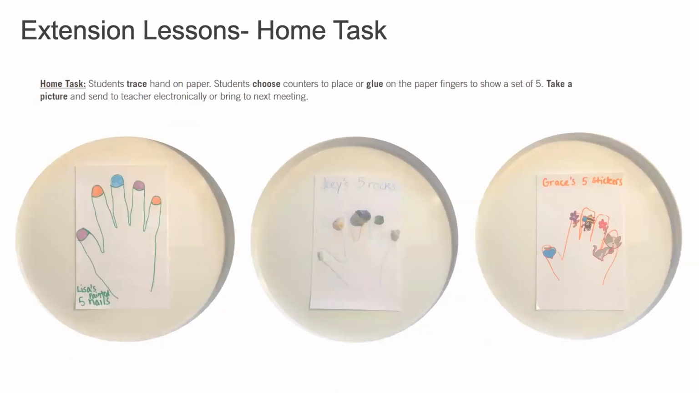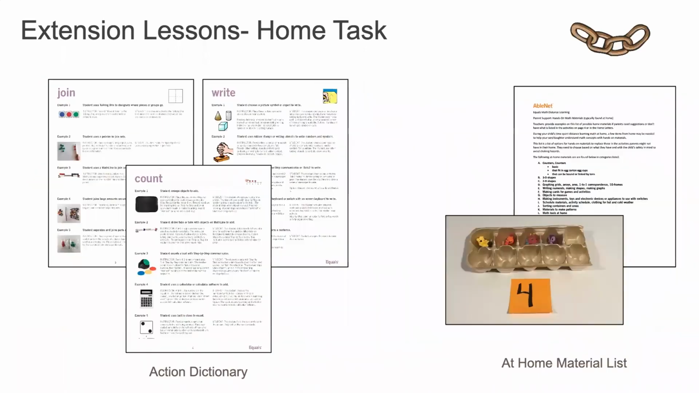So pictured here is an example of a completed home task for this extension lesson. Parents work with their child to trace their hand. The student then chooses a counter found at home to place on each finger to count and construct a set to 5. Once complete, the parent takes a photo of the activity and sends it to the teacher. The teacher then can compile the photos and present them the next time that they meet as a way to review and reinforce the concept. Home task activities offer an important school-to-home connection opportunity.